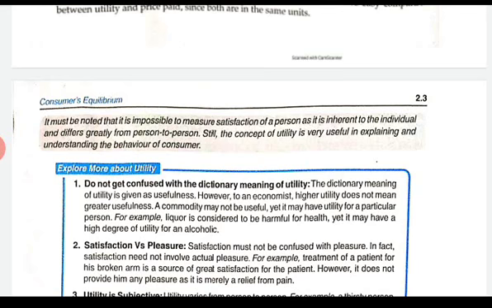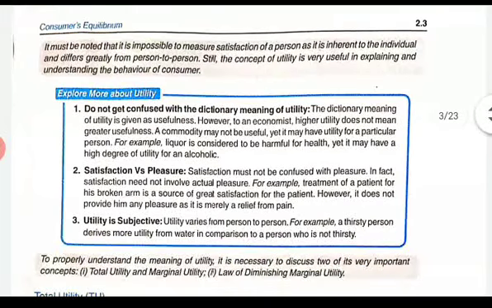consumer behavior. If you have to know more about utility, there are three basic points that you should know, so that you do not get confused with the dictionary meaning of utility. The dictionary meaning of utility is usefulness. However, to an economist, utility does not mean usefulness, but the want-satisfying power of a commodity. Another point is that there is a difference between satisfaction and pleasure. We should not confuse satisfaction with pleasure.